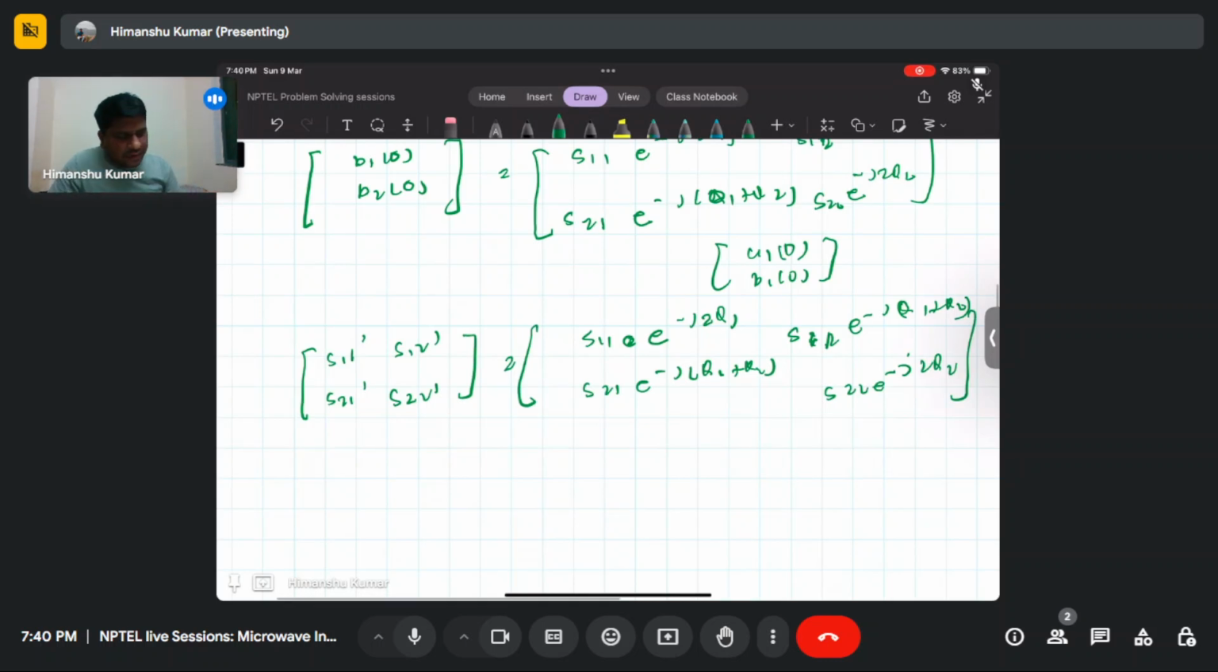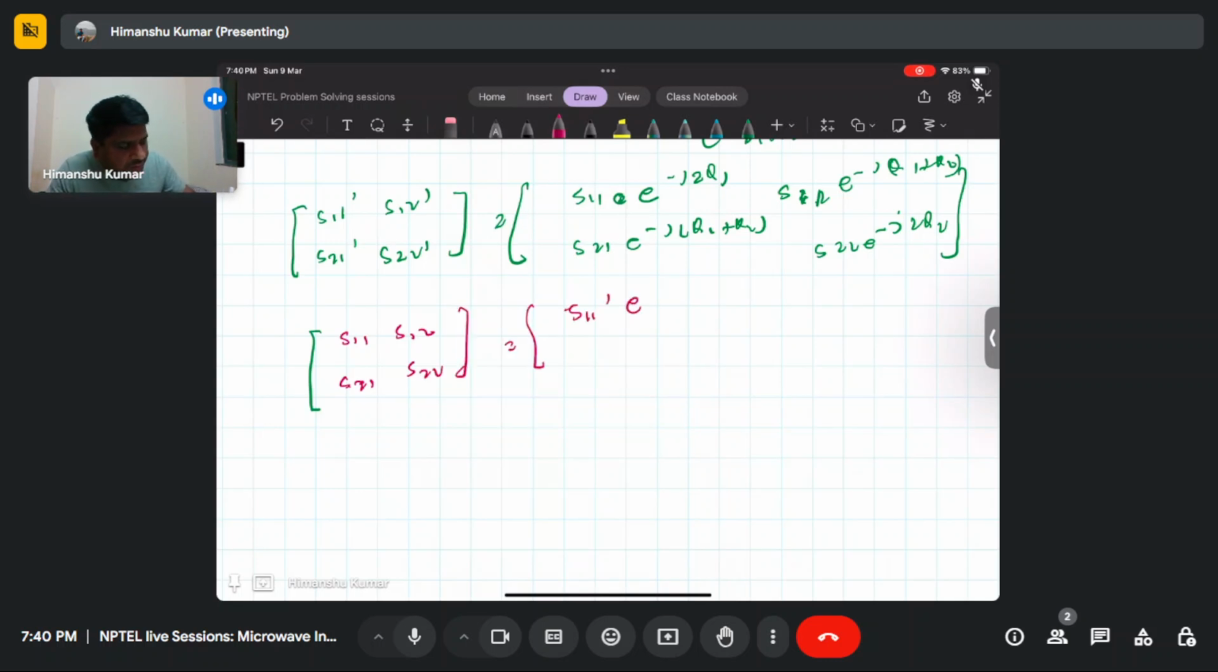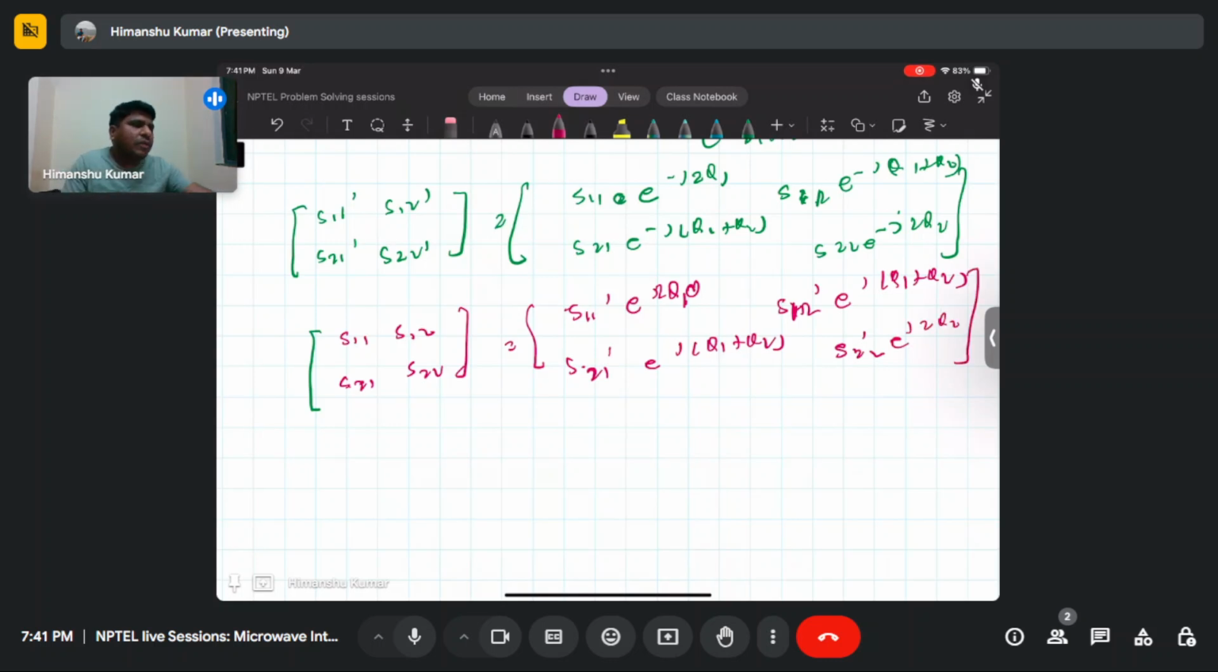Now similarly we can take the transform also. If we take the conjugate, we can interconvert between these, and if you carefully adjust the parameters, then S11, S12, S21, S22 will be equal to S11 prime exponential of j theta 1, S12 prime exponential of j times theta 1 plus theta 2, S21 prime exponential of j times theta 1 plus theta 2, and S22 prime exponential of j times 2 theta 2. So this way also you can write it.